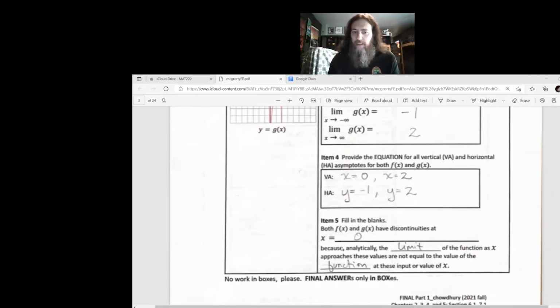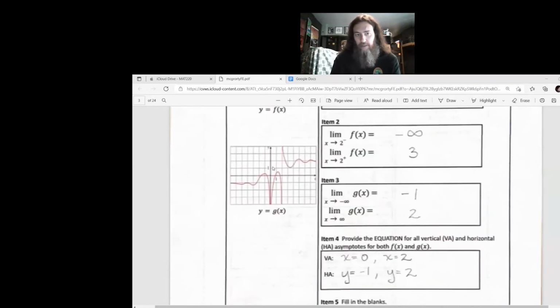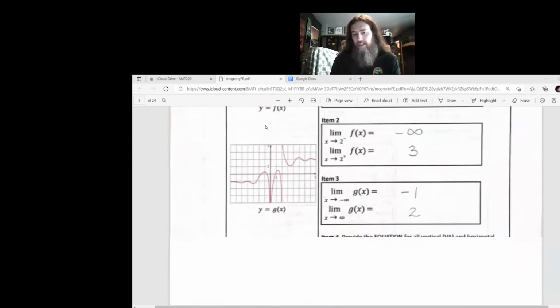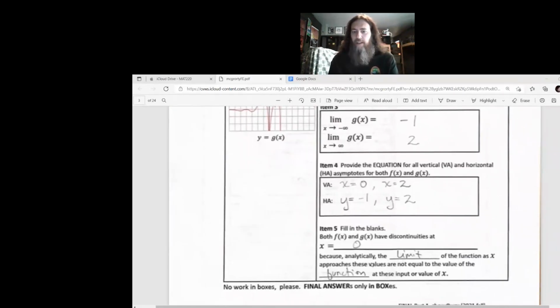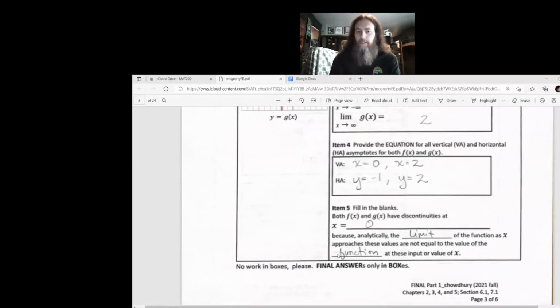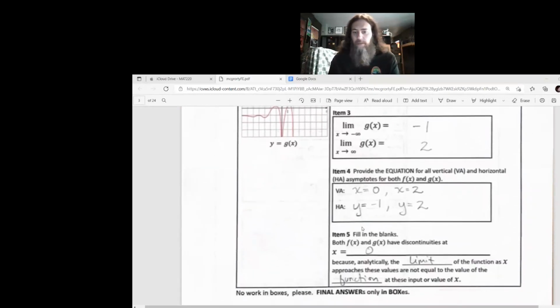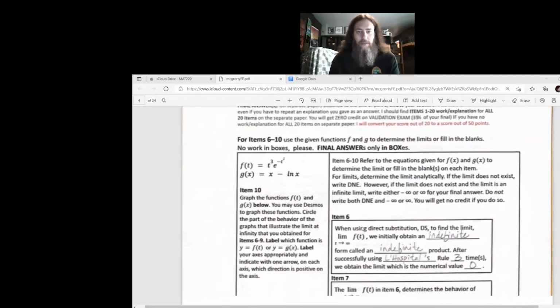So there's a discontinuity there because analytically the limit of the function as x approaches these values is not equal to the value of the function at these input values of x. So if we're inputting 0 for either this function or this function here, we're not going to get a value equal to what x approaches as it comes to this y-axis here. Okay, so that's pretty much that for that. We'll move on to number 8 here.